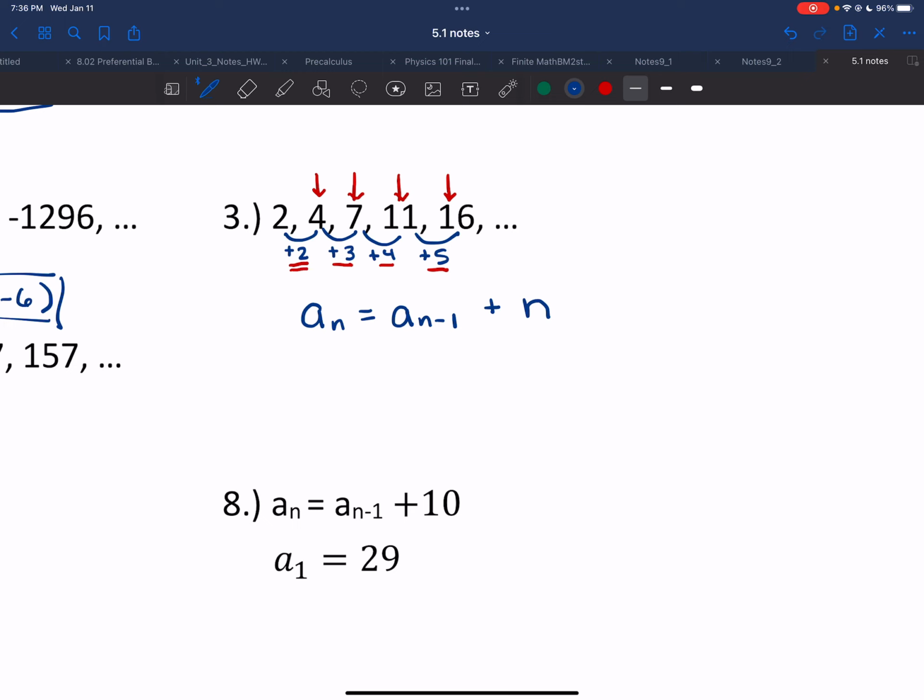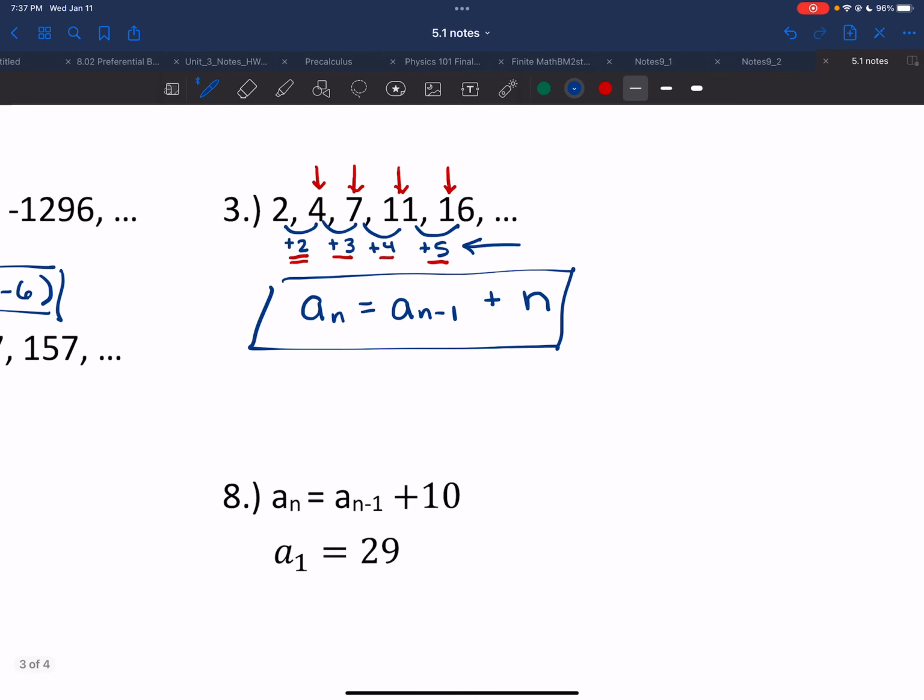So let's try that out. Let's try it with from 2 to 4. So 2 plus 2, that works. 4 and 7, yep, that's working through our thing. So this is a little bit different. But if you see that trend with 2 plus 2 plus 3 plus 4 plus 5, it would start with a 2.